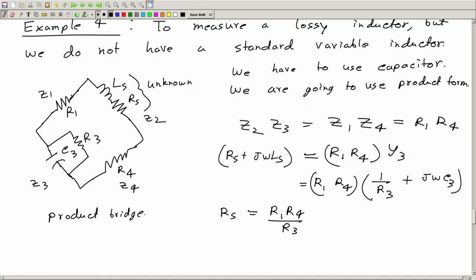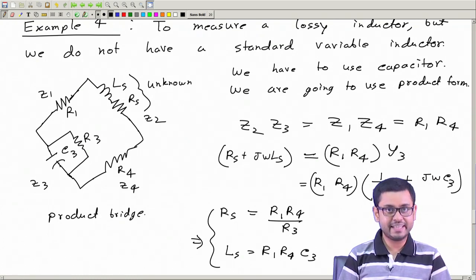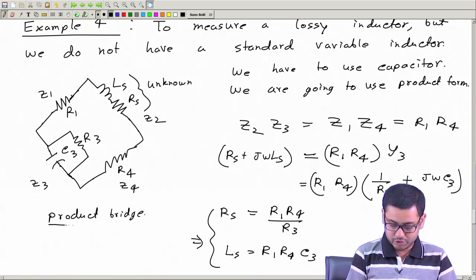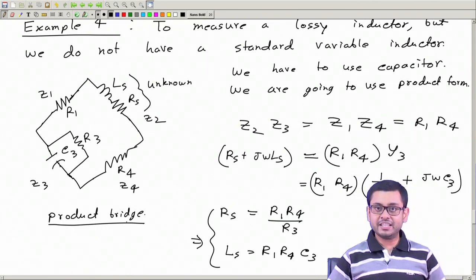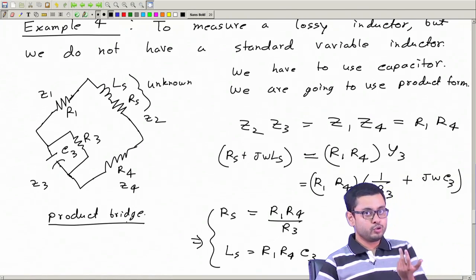This part is RS and J omega LS, imaginary part, we can write here. We have R1 R4 multiplied by J omega C3. So R1 R4 C3, J omega cancels. So you see, once again we can find the balance equation just in 2 lines. It's so easy. So the trick is either use a product form of a bridge or a ratio form of a bridge, then the balance equation becomes so easy, you can find it in 2 lines.